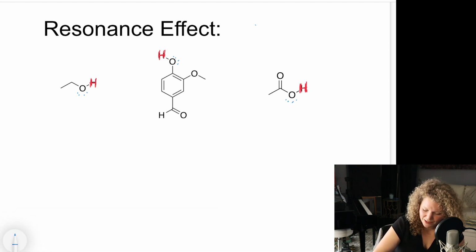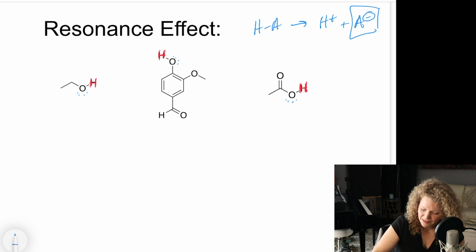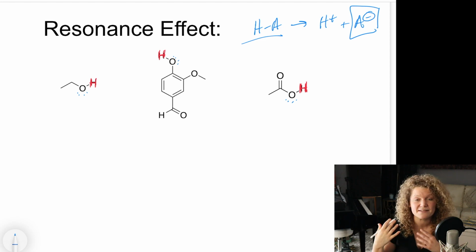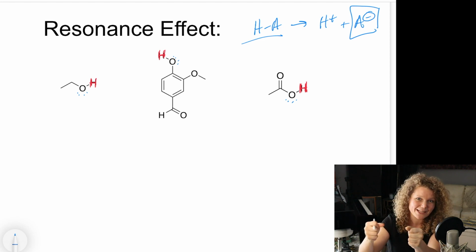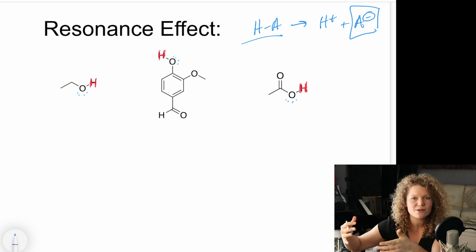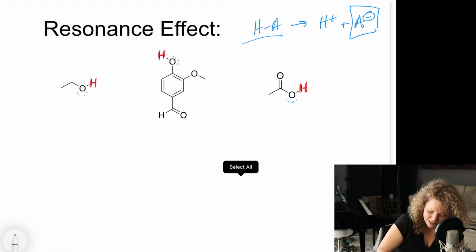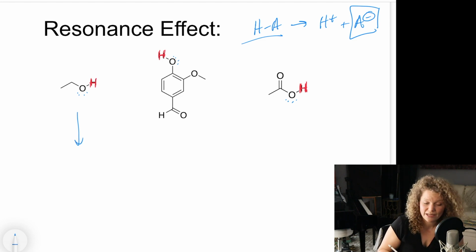Remember when we talked about HA dissociating into H plus A minus. The stability of that A minus helps us determine if HA is cool with losing that proton. If A minus is more stable, HA is more likely to break up into H and A minus. We want to favor the more stable side. So the best way to do this is to draw what you get when you lose a proton.